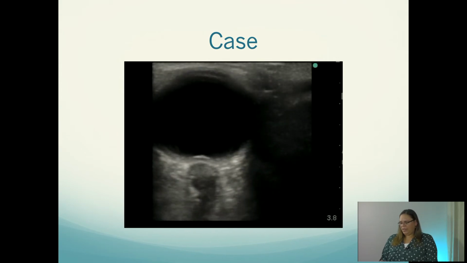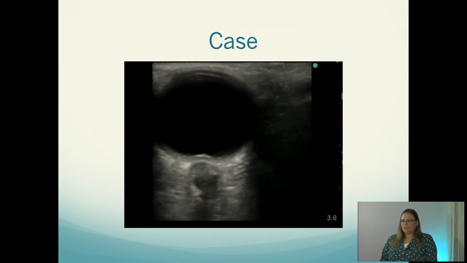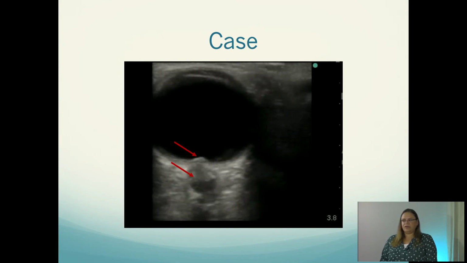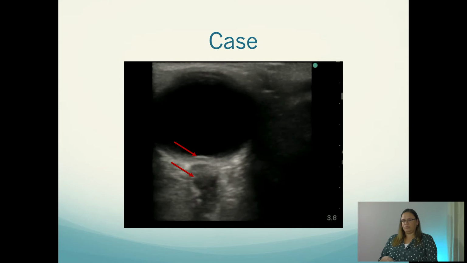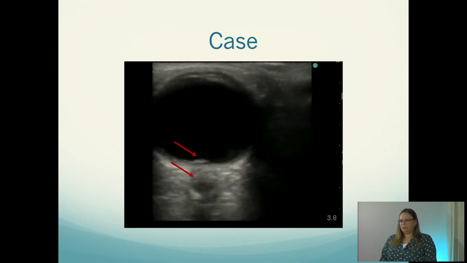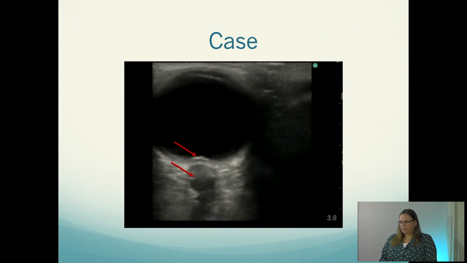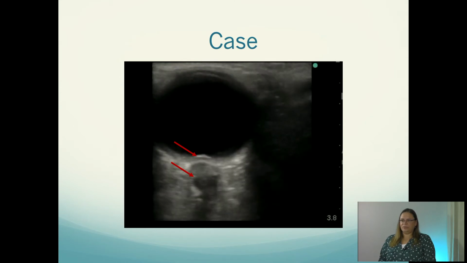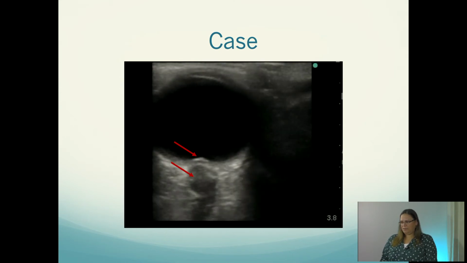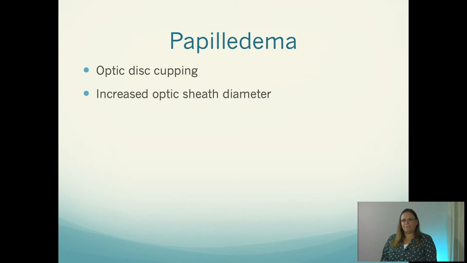And then we're going to look at that optic sheath. And what you'll see here is what's called optic disc cupping, where you get protrusion of the optic disc into the vitreous chamber. And you're also seeing optic sheath diameter enlargement. And both of these things are a sign of papilledema. And the two things you're looking for on ultrasound are the optic disc cupping and increased optic sheath diameter.